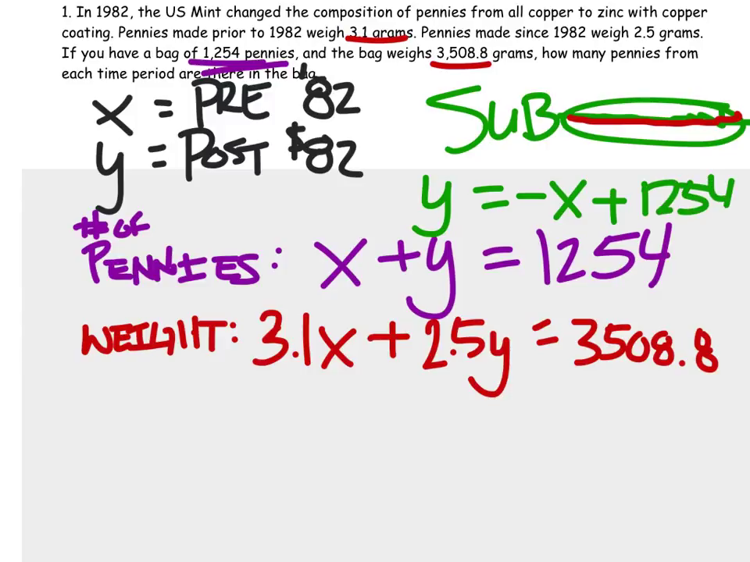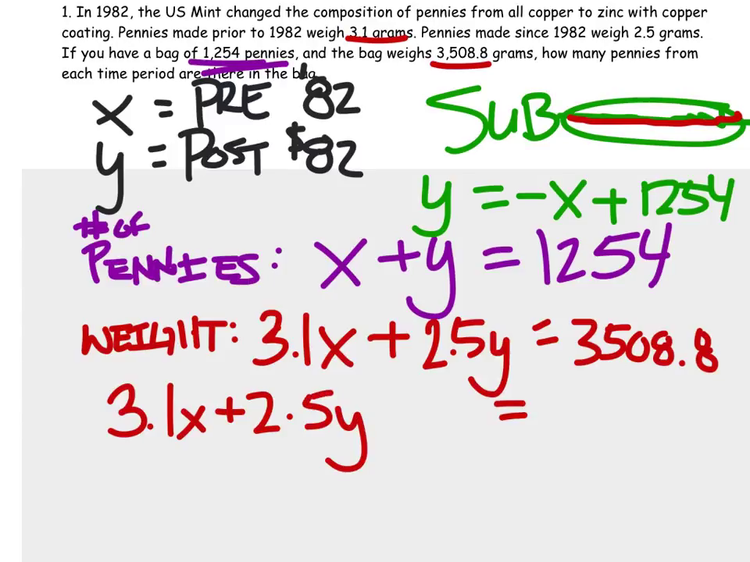Well, now we know what y is, and we're looking for when these two are equal. In other words, y is the same for not only the number of pennies, but the weight of the pennies. Right now this is the equation: 3.1x plus 2.5y equals 3,508.8 grams, right?